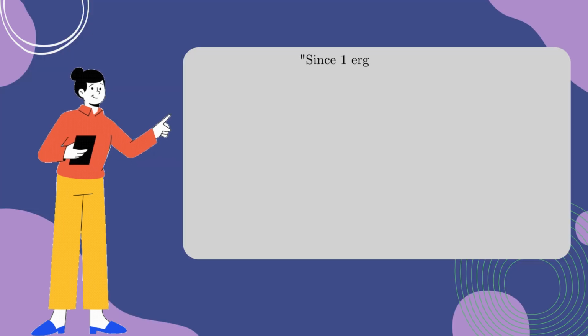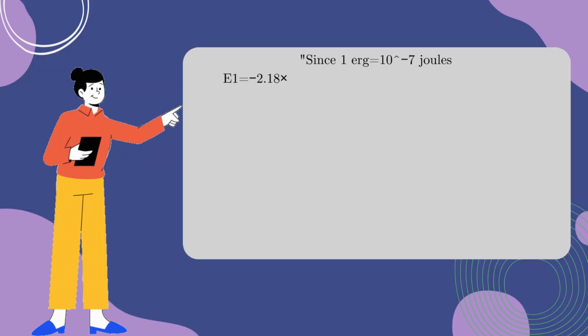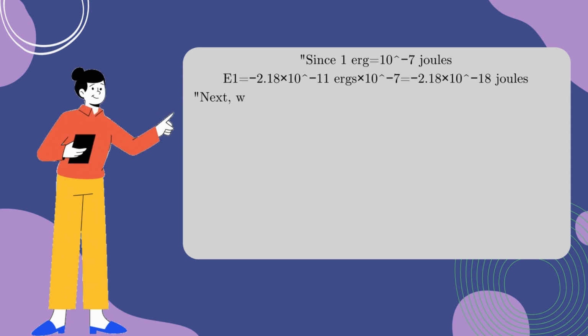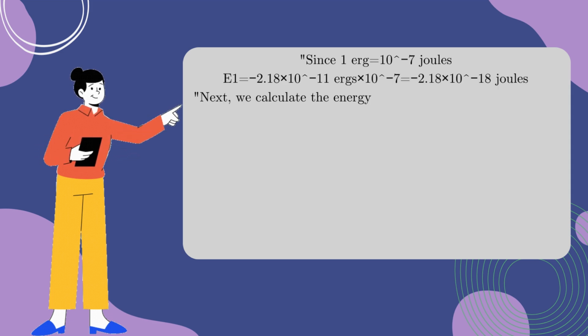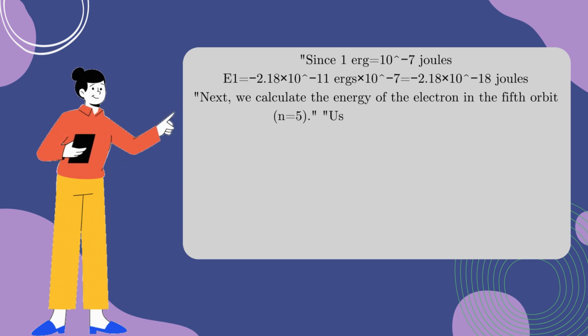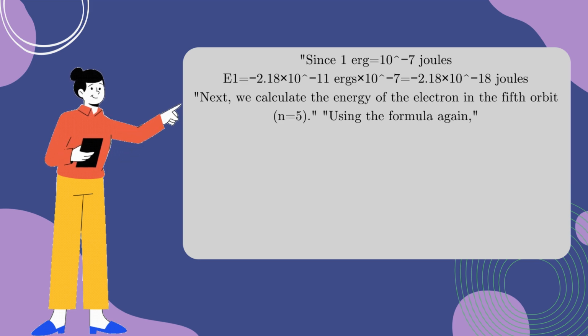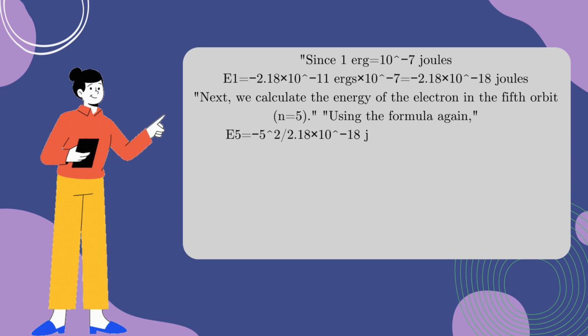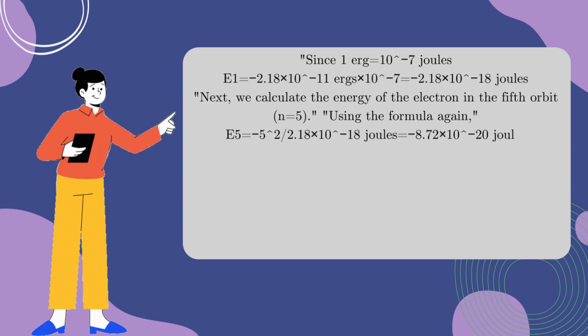Since 1 erg is 10^-7 joules, E1 = 2.18 × 10^-11 erg × 10^-7 = 2.18 × 10^-18 joules. Next, we calculate the energy of the electron in the fifth orbit, n = 5. Using the formula again, E5 = -(2.18 × 10^-18 joules) / 5², which is -8.72 × 10^-20 joules.